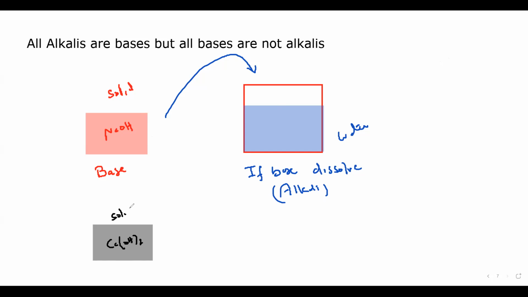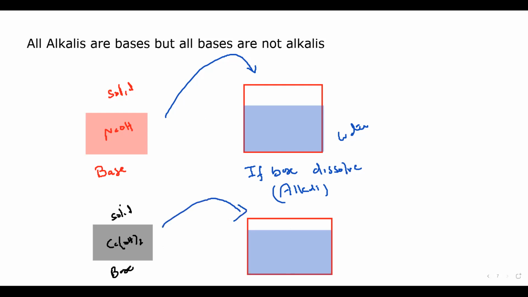Calcium hydroxide is also a solid at room temperature, and because it is a hydroxide, it means it will be a base. You take a container filled with water and you transfer that base into the water, like you add that base to water, and what you observe is that the base does not mix with water, it remains as it is.